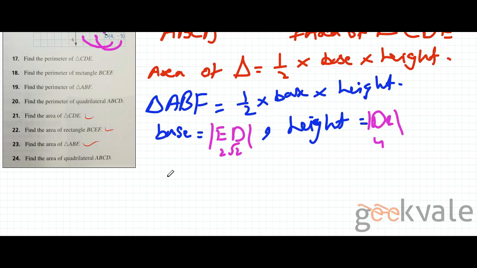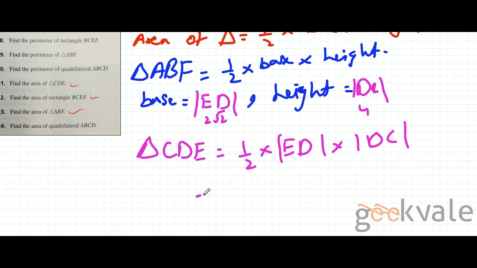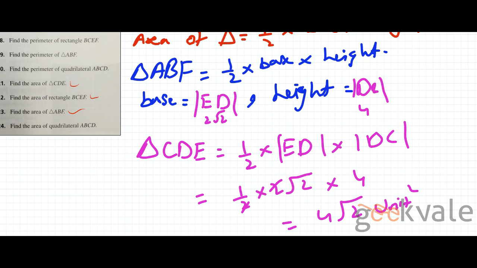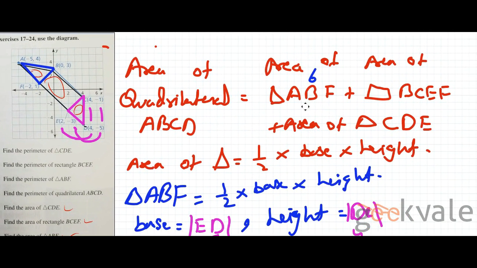So I'm going to write it down now. The triangle CDE will be half times distance ED times distance DC, and we will have half times 2 square root of 2 times 4, which will be 4 square root of 2 units square, or square units you can call it. So we calculated that area of the triangle CDE, which turns out to be 4 square root of 2.